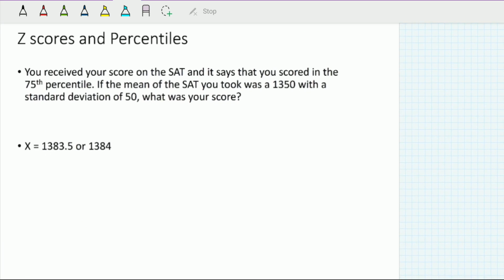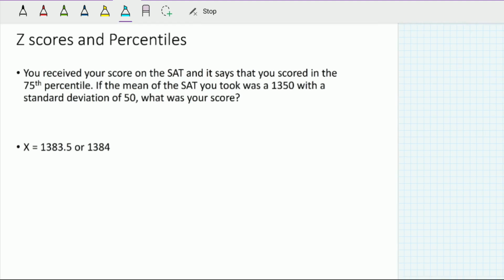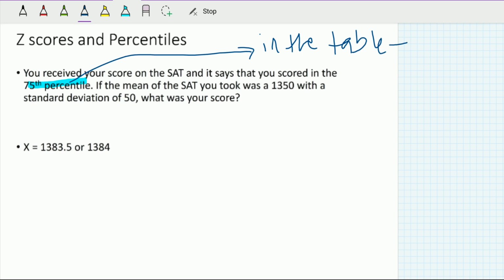Let's go ahead, the answer's there already for you, but I want you to see if you can figure this out, okay? So pause the video, really give it a try, and then see what you end up getting. Okay, so let's see. For this one, it says you received your score on the SAT, and that you scored in the 75th percentile. Okay, so just already know 75th percentile means that in the table, okay? So in the table, you're at 0.75, okay?